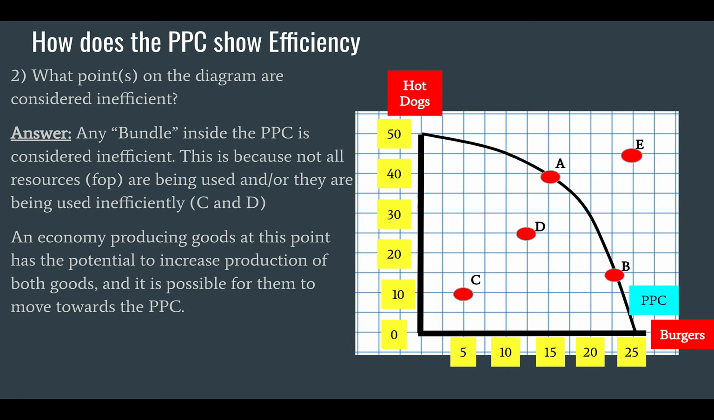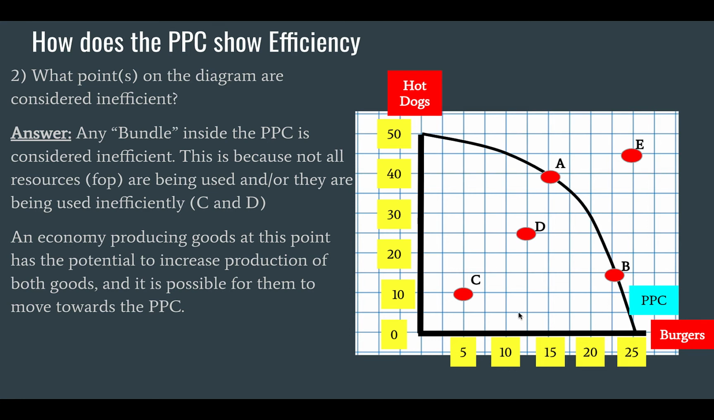And the question we must ask ourselves is why? This is because not all of our factors of production are being used, and or they are not being used efficiently. Either they are being used inefficiently, or they are being used efficiently but not all of them are being used. So either all of them are being used, but some inefficiently, or not all of them are being used, but they're all being used efficiently, and some combination therein.